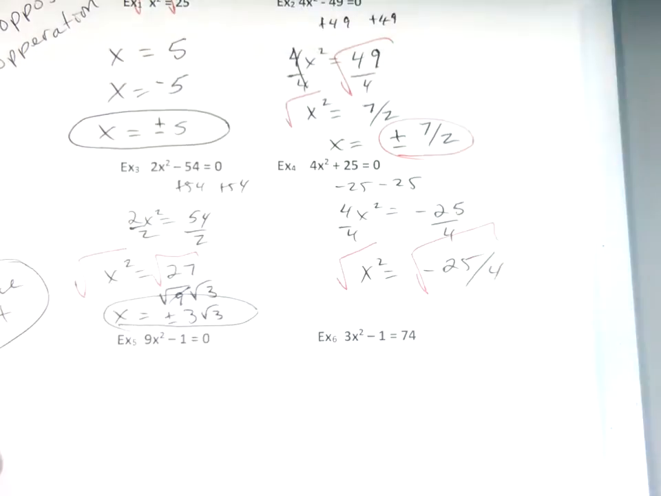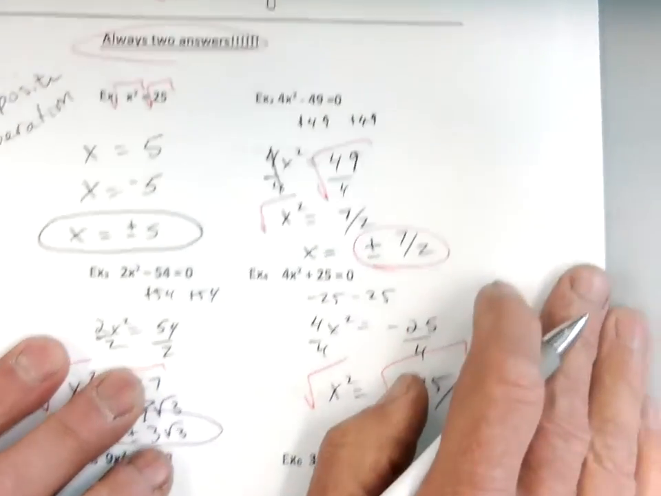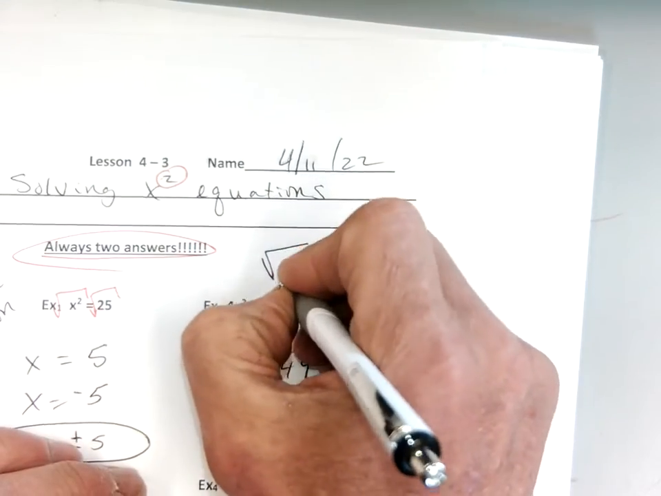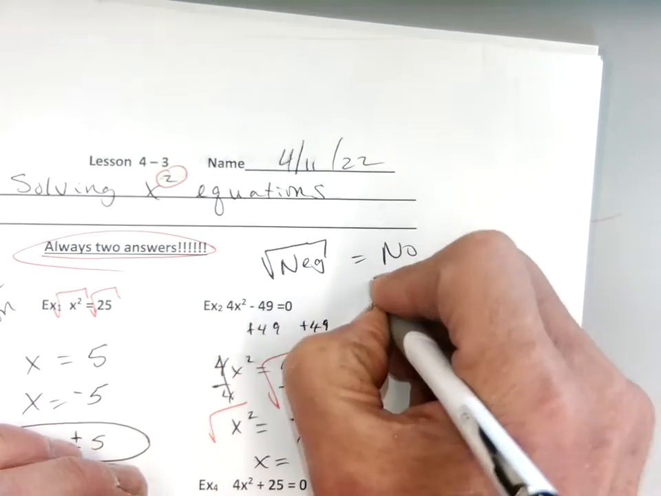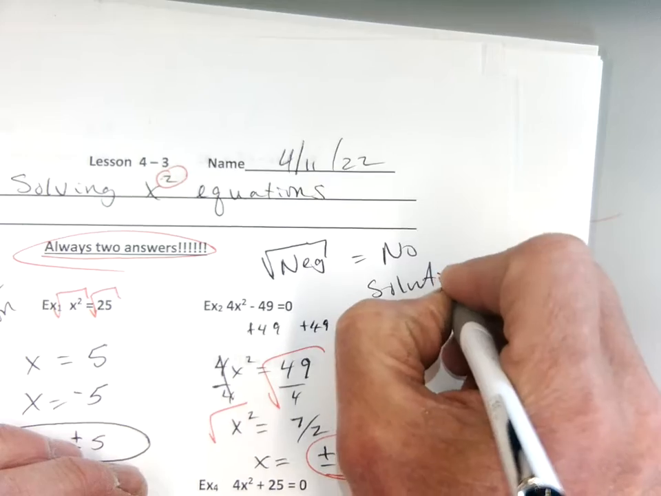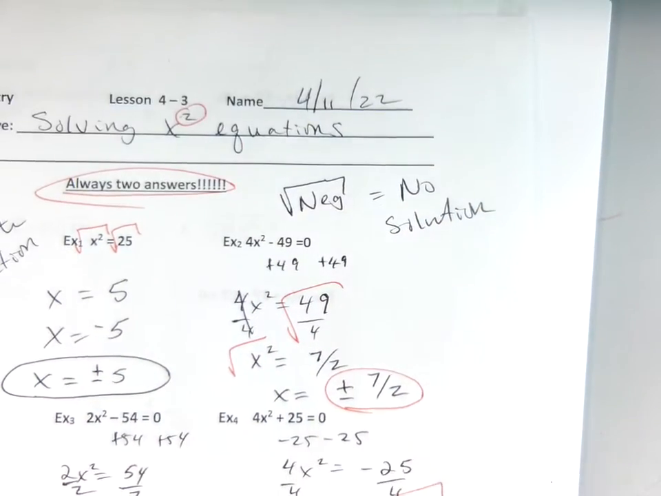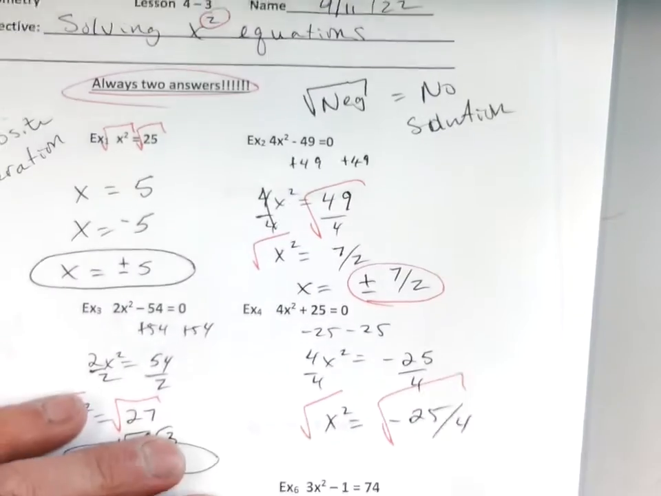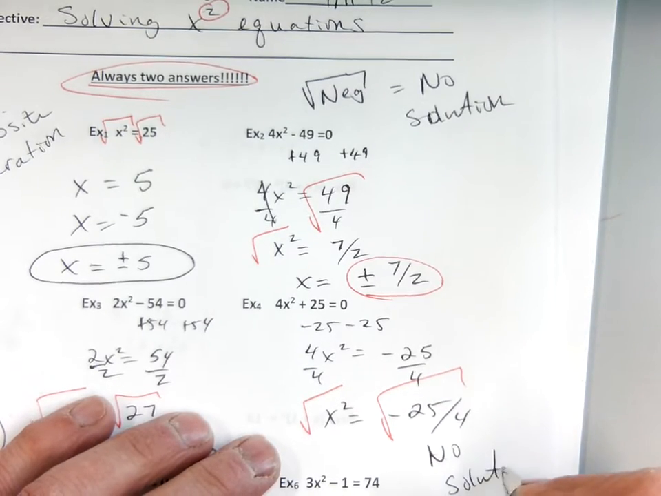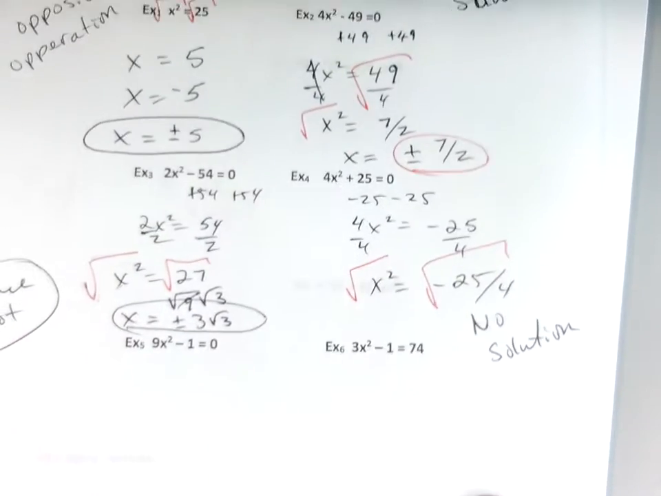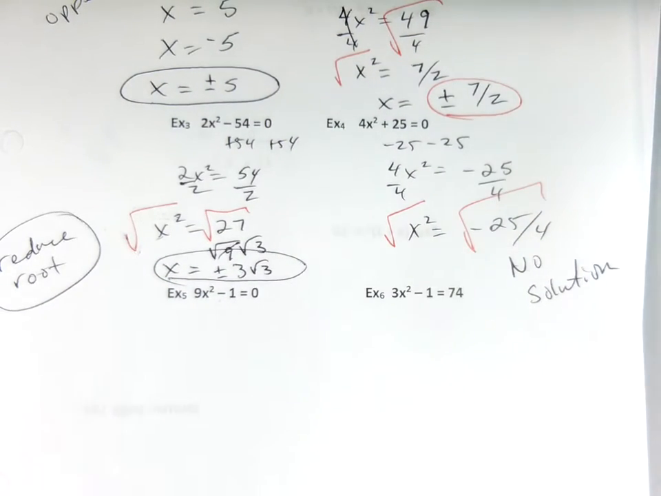Non-real answers. So here's what we need to know. Little note: square root of a negative number, no solution. Anytime we take the square root of a negative number, there's no solution. So right here we're just saying no answer, no solution. Cannot take the square root of a negative number. No solution at all. You like that answer? There's no answer.